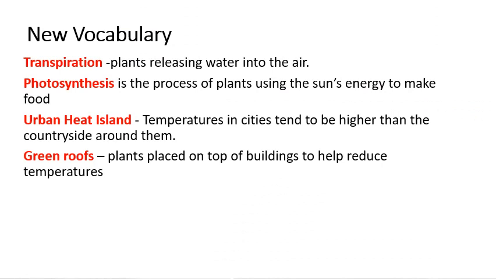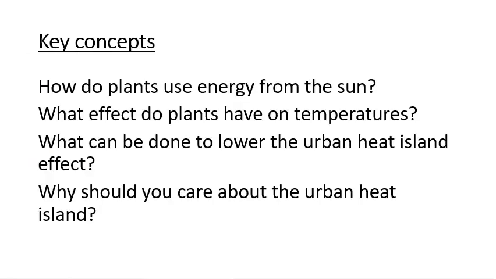So here's kind of a summary. Here's our new vocabulary that you should have had in your notebook. Only 4 new terms, and you knew what photosynthesis was already. Make sure you have these in your notes. Some key concepts. How do plants use energy from the sun? And next step, what does that do to temperatures? What can be done to lower that urban heat island? And there was just more than one thing. There were a couple of things there that you can do or can be done to lower that urban heat island effect. And finally, why should you give a flip? Why should we care about this urban heat island? And why should we try to keep cities a little bit cooler than they are with all of the man-made stuff? So that's the end of the presentation.